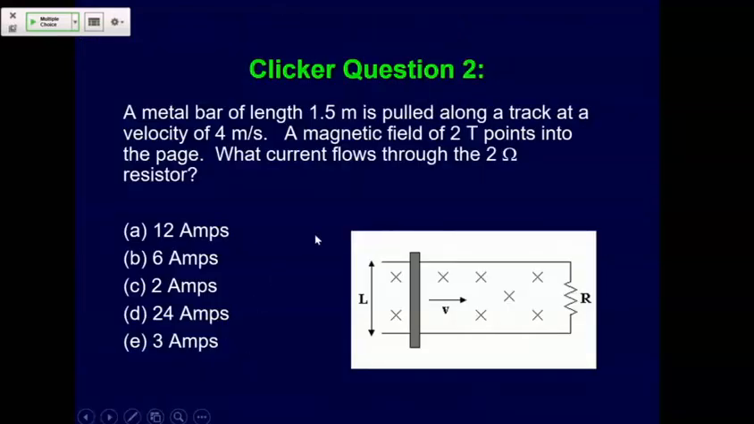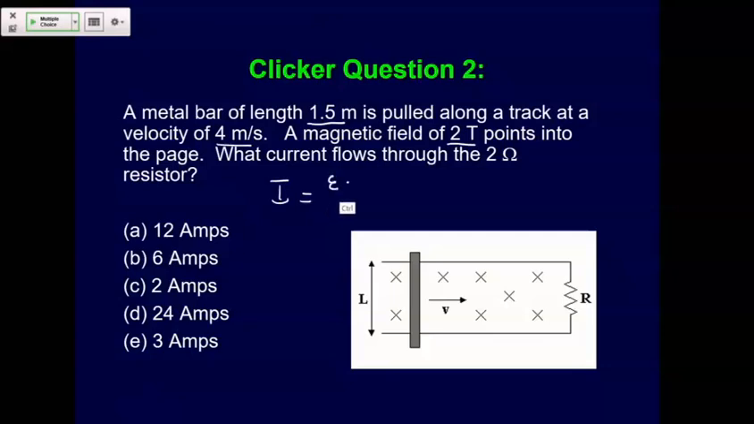And so here's an example of a kind of problem that you could solve now. I'll just go ahead and do it because it's not that tricky of a problem. They'll have a setup like this. They tell you the length of the bar, the velocity of the bar, the magnetic field. They want you to find the current.